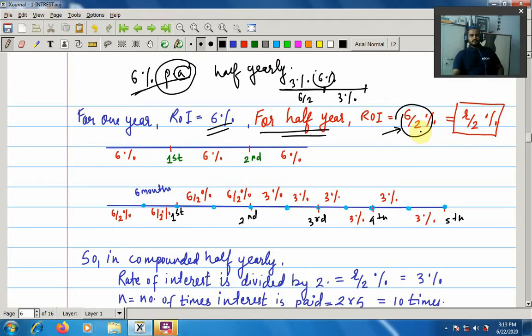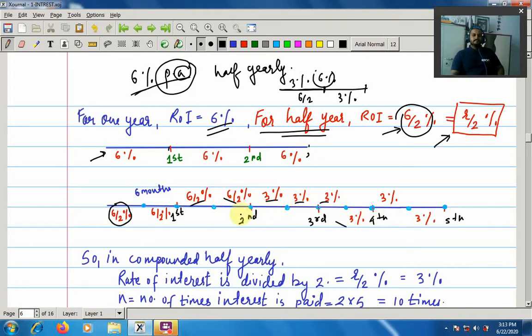If they give 6% for half year, they will be in great loss. So that's why divided by 2. So here is the explanation for why dividing it by 2. 6% for first year, 6% for second, then third, and then fourth, and then fifth. So for every 6 months, you have to divide the rate of interest. 6 by 2, 6 by 2, 6 by 2. That's 3%, 3%, 3%, 3%, 3%.